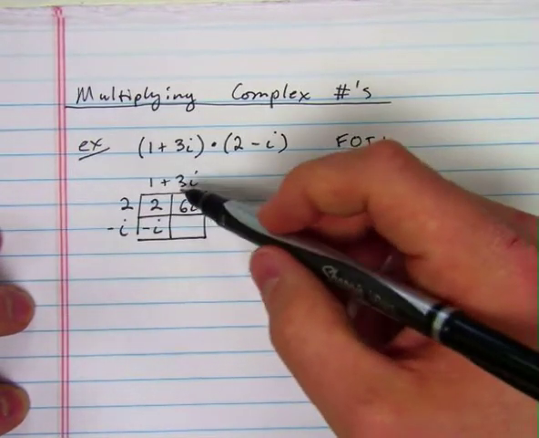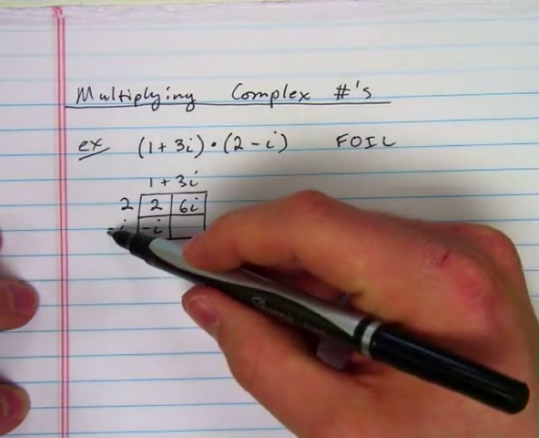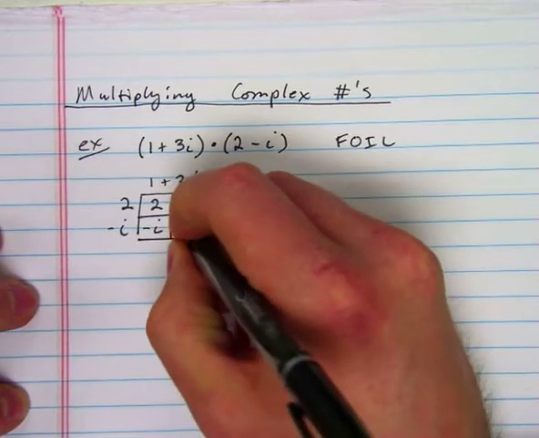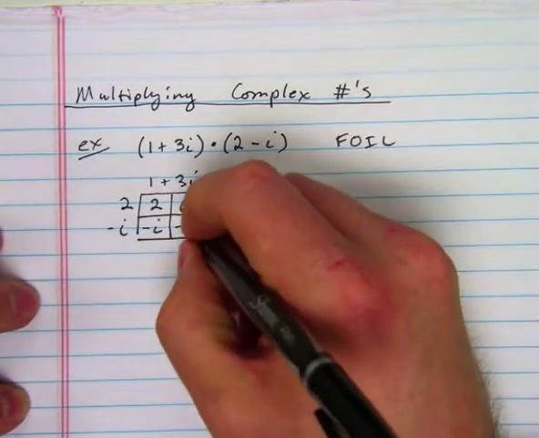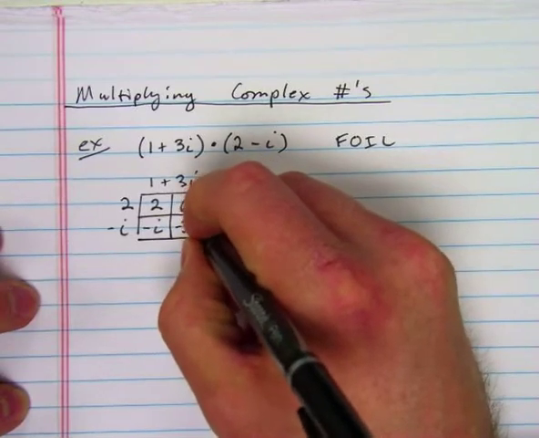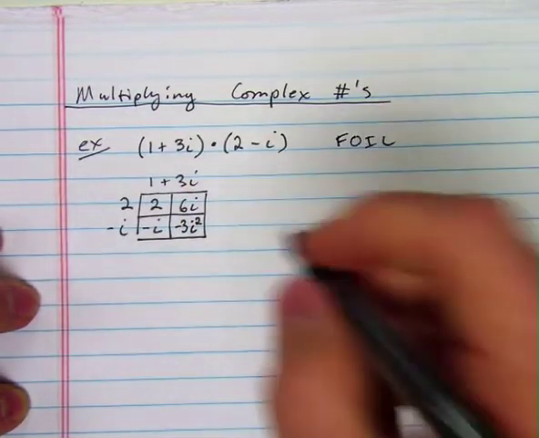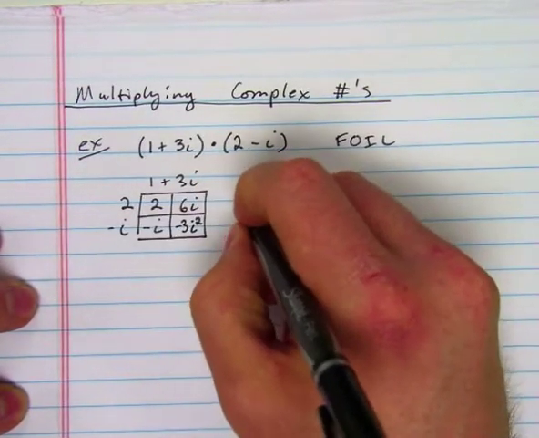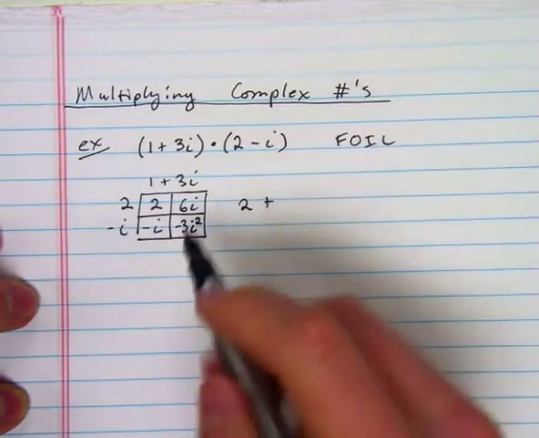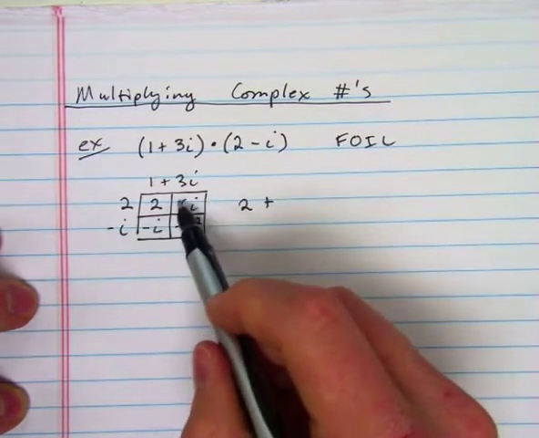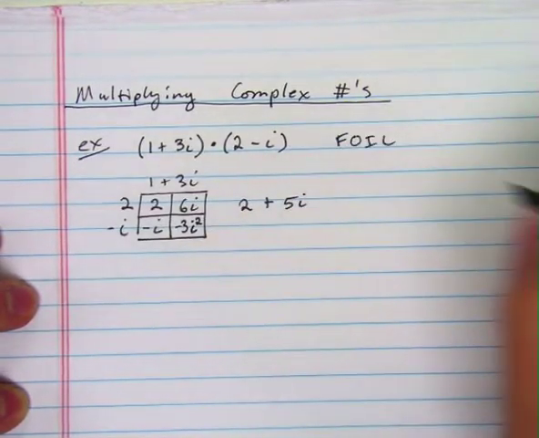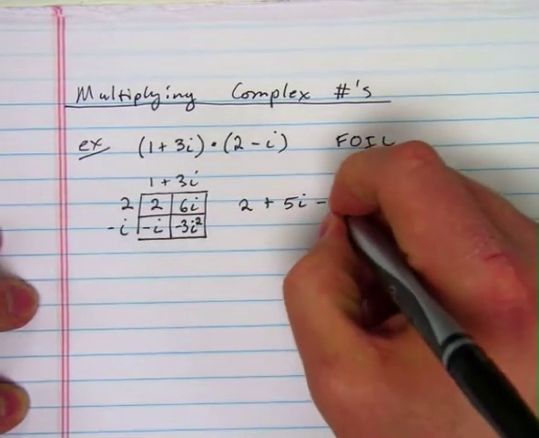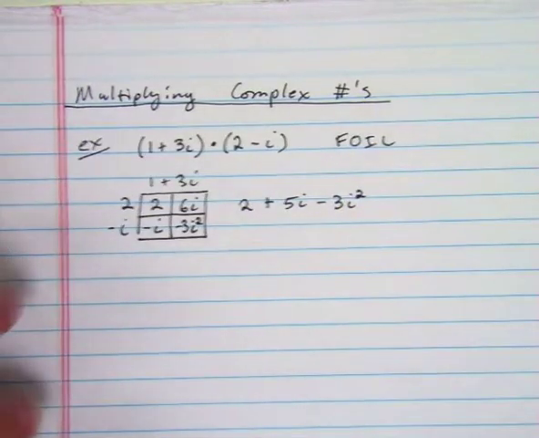And here it's kind of tricky. I would say negative times 3 would be a negative 3, but i times i, it's like any other variable, that would be i squared. So if I wrote these out, it would be 2 plus, now I'm going to combine my i's here. I have 6i and minus 1i, that would be 5i, and here I have minus 3i squared.